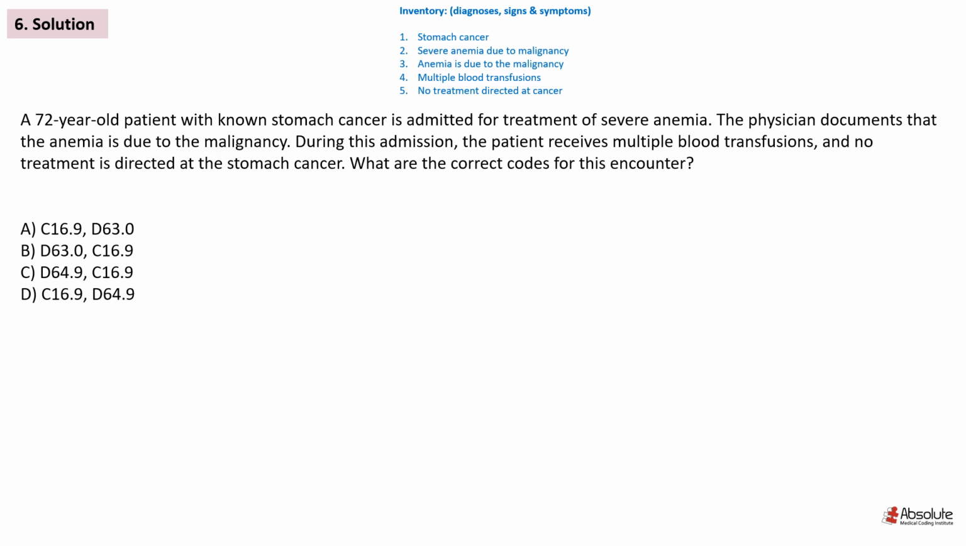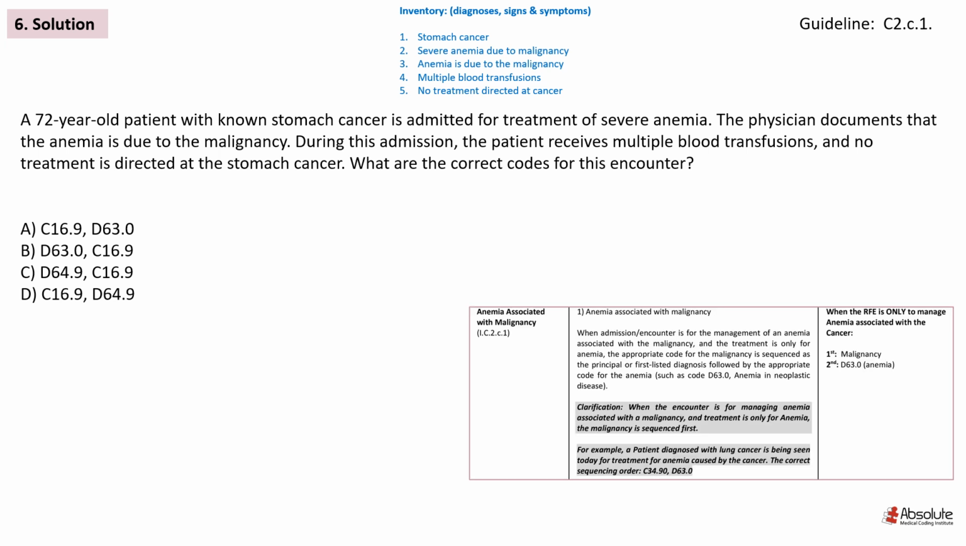Okay, so now let's look at the guideline that helped us solve this scenario. Chapter 2, C1, which states when the RFE is only to manage anemia associated with the cancer, we sequence first the malignancy and second the anemia. And as you can see here, it tells us exactly what code to use for the anemia, the D63.0.